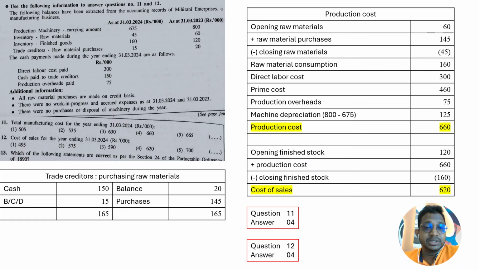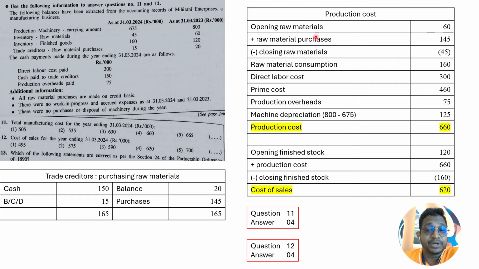In the 11th and 12th questions, they are asking, from the case study, the total manufacturing cost and the cost of sales, right? Here, the following balances have been extracted from the accounting records of Mihirani Enterprises, a manufacturing business. So here I drafted the production cost, which means the manufacturing account, right?